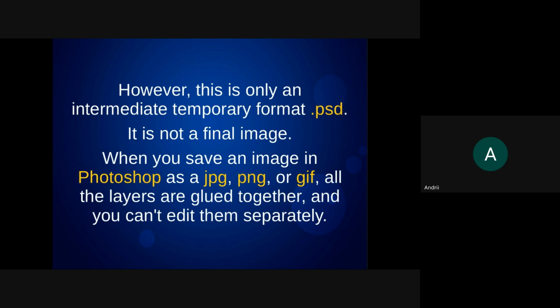So when you save an image in Photoshop as JPG, PNG, or GIF, all the layers are glued together. They are stuck together, and you cannot edit them separately when you have a final image. So in raster graphics, if it's a final image, you cannot move separate elements very easily.